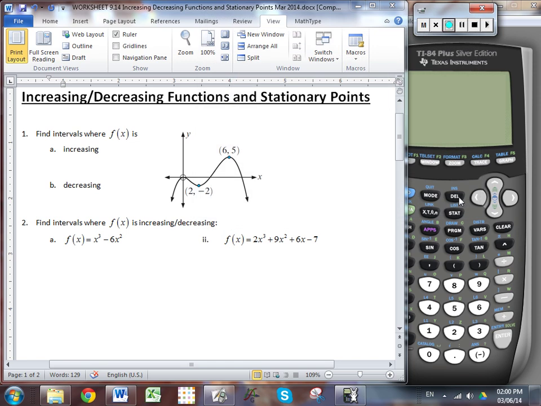Alright, I'm just going to go through the solutions of this worksheet on increasing, decreasing functions and stationary points so that you're ready for the mini quiz on that material. Number 1 says find the intervals where f of x is increasing. Alright, well we can just do this by actually looking at the graph.